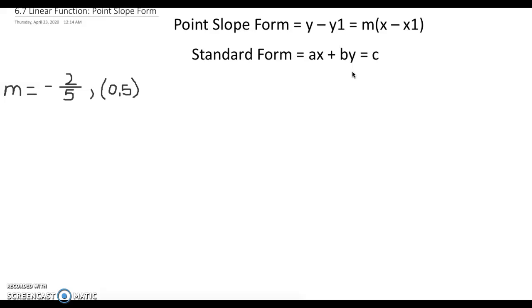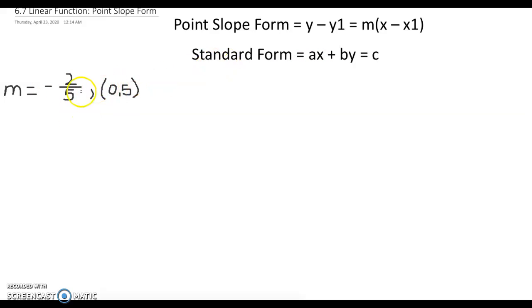The new formula we're going to go over is point slope form. Point slope is y minus y1 equals m parentheses x minus x1. The first example we're going to give right here, they already have our slope for us. Our slope is negative 2 over 5, and our x and y points are 0 and 5. We're going to work the problem out and answer it in standard form. Remember, you can't have a fraction, you can't have a decimal, you can't have a negative for the a value. So we're going to have to really break this down.